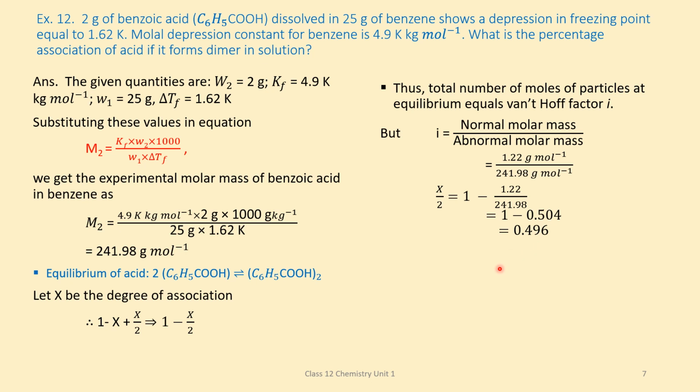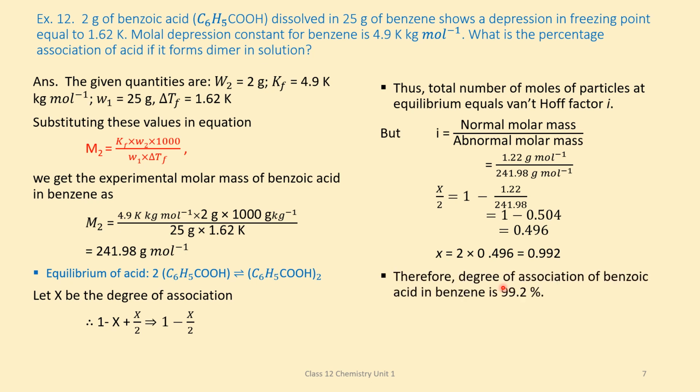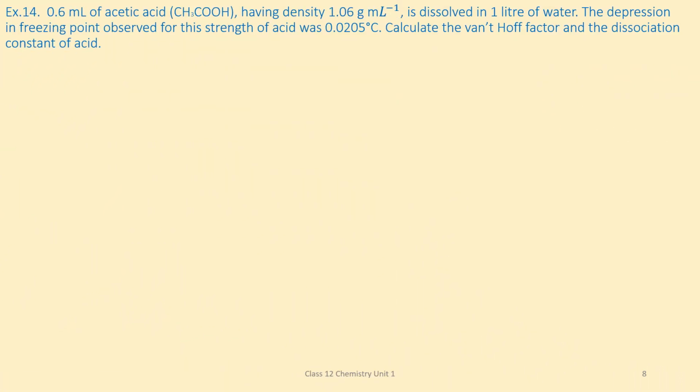that is equal to 0.496. Therefore, X by 2 is equal to 0.496. So X will be equal to 2 into 0.496, that is equal to 0.992. Therefore, percentage of association is X into 100. The degree of association of benzoic acid in benzene is 99.2%. Next question.